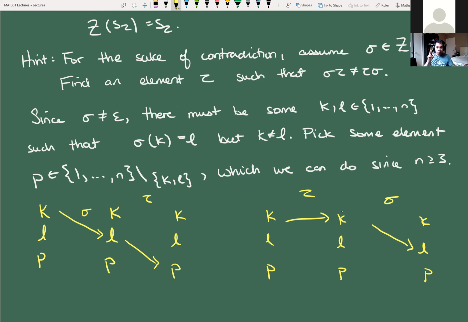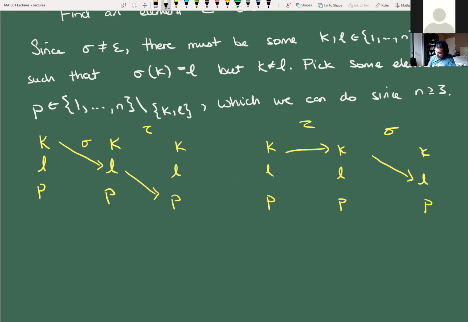Okay, so what we need to do is come up with a permutation tau, which should definitely be doable, that maps L to P but does not do anything to K. What should I choose to do that? What's the easiest thing that would do that? Yeah, exactly, just LP. So it's just the transposition LP. This certainly doesn't do anything to K. It just leaves K alone.